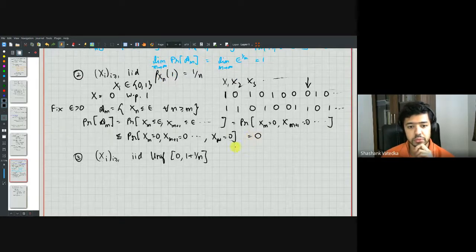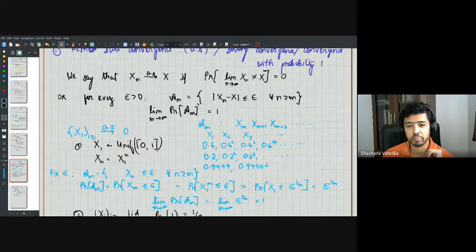So this is equal to 0. So the probability of A_m is equal to 0 for all m. And therefore it does not satisfy this property over here, that the limit as m tends to infinity of the probability of A_m equals 1.